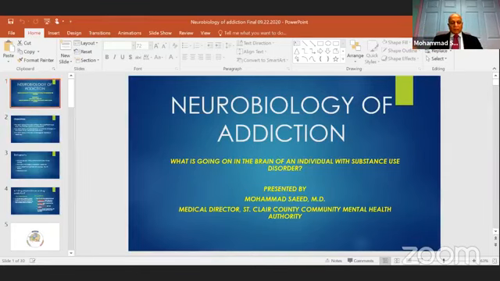So the treatment should involve counseling and psychosocial approaches, but the core of the treatment of opioid use disorder is and should be medication-assisted treatment. Without medication-assisted treatment, the outcomes are likely to be very unpleasant.